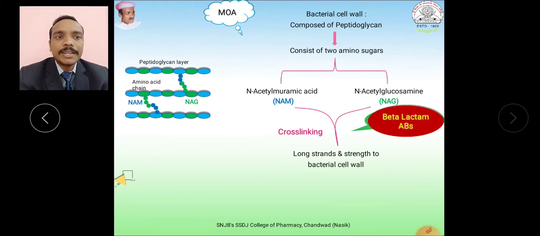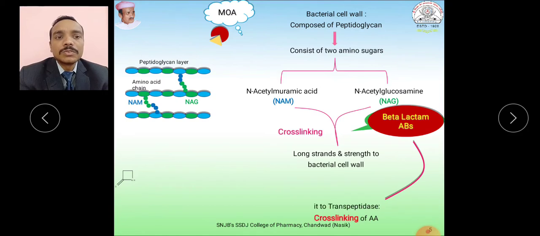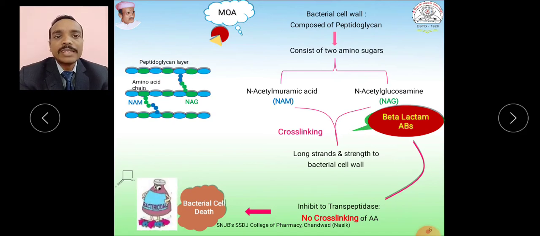When a beta-lactam antibiotic binds to this enzyme, it does not allow the cross-linking of amino acids to form the peptidoglycan layer. That means they inhibit the synthesis of the bacterial cell wall, and that results in death of the bacteria. Likewise, penicillin or beta-lactam antibiotics act as bactericidal. So this is all about the mode of action of all kinds of beta-lactam antibiotics, which produces the bactericidal action.